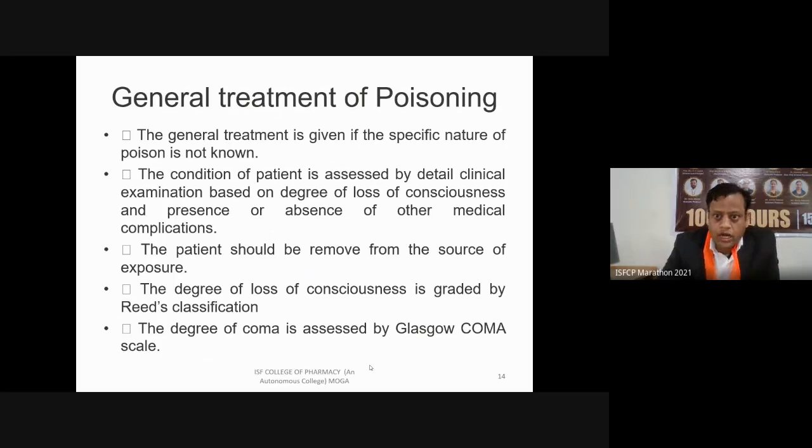So I am repeating that the general treatment of poison is related to the specific nature of the poison. If we know the specific nature of the poison and how it entered into the body, then we give this general treatment. The condition of the patient is also important. So how much consciousness is present in the patient determines how the general treatment should be given. And next, very important thing, the patient should be removed from the source of exposure, so that the patient is not in contact with the source of exposure.